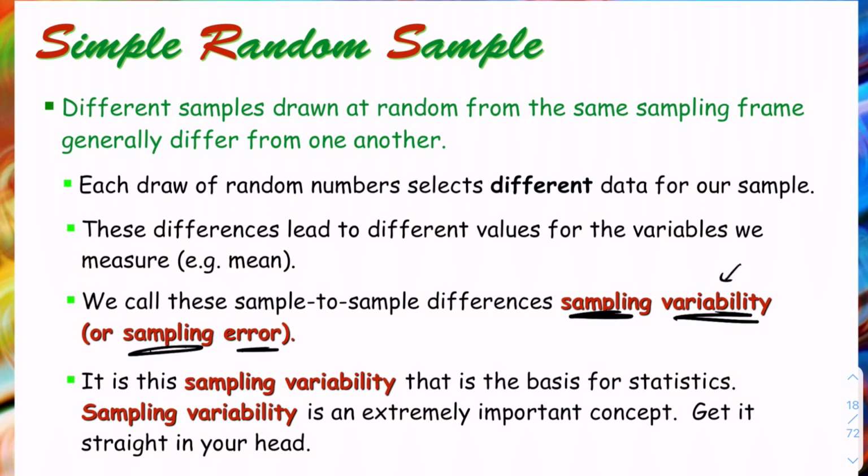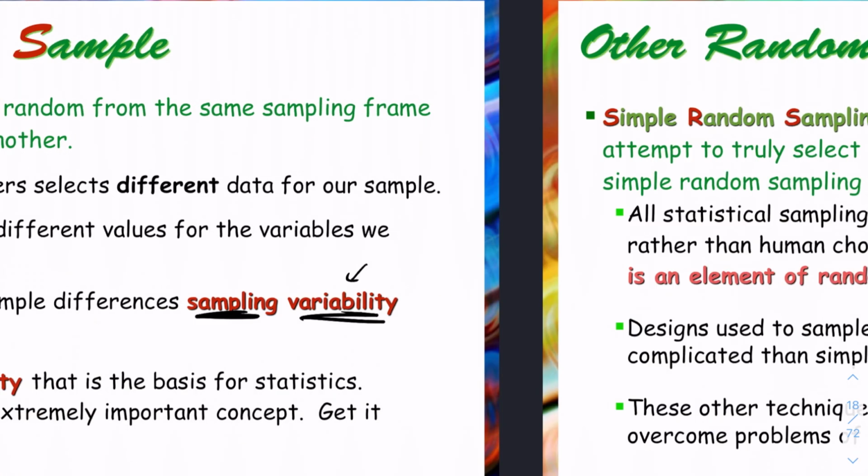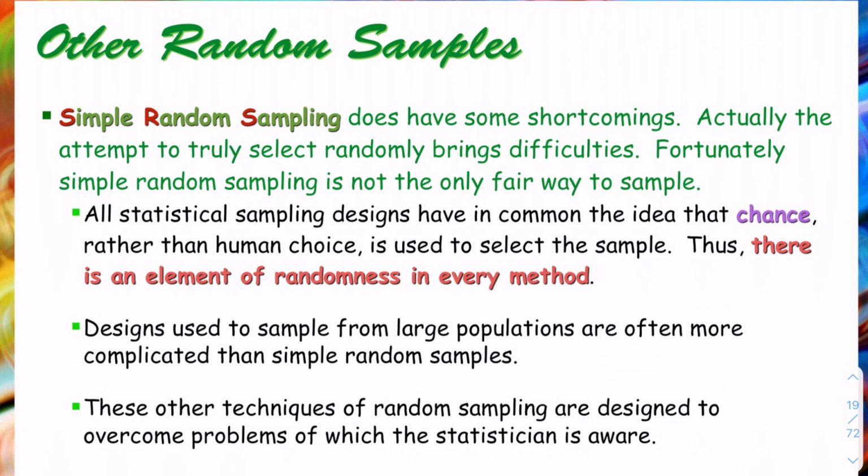I want you to think variability, last time we saw that, was r squared, and sampling error was s sub e, or how off our model was from our actual data values. It is this sampling variability that is the basis for statistics. Sampling variability is an extremely important concept. Get it straight in your head. So the differences from sample to sample is the idea of sampling variability, the change between measure to measure. And this is where we're going to pause the video here because it's already been enough information.